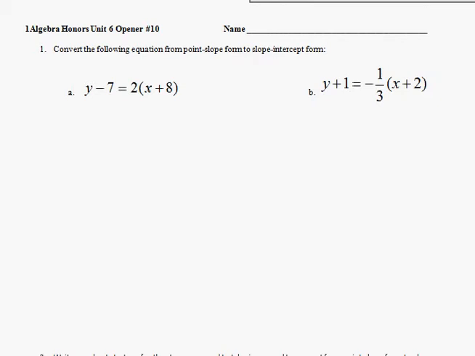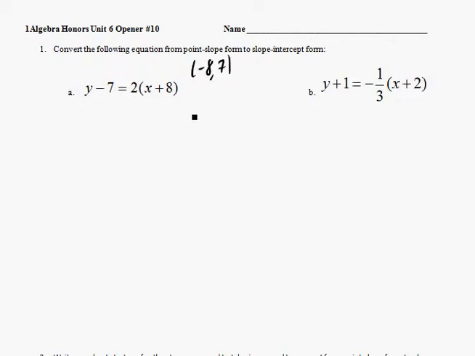Convert the following equation from point-slope form to slope-intercept form. So, this equation here is in point-slope form. When we look at an equation in point-slope form, we can first of all determine the slope of the line, which in this case is 2, and the coordinates of a point on the line. The coordinates of a point on the line will be the opposite of these two numbers here. For instance, the point on this line would be -8, 7.